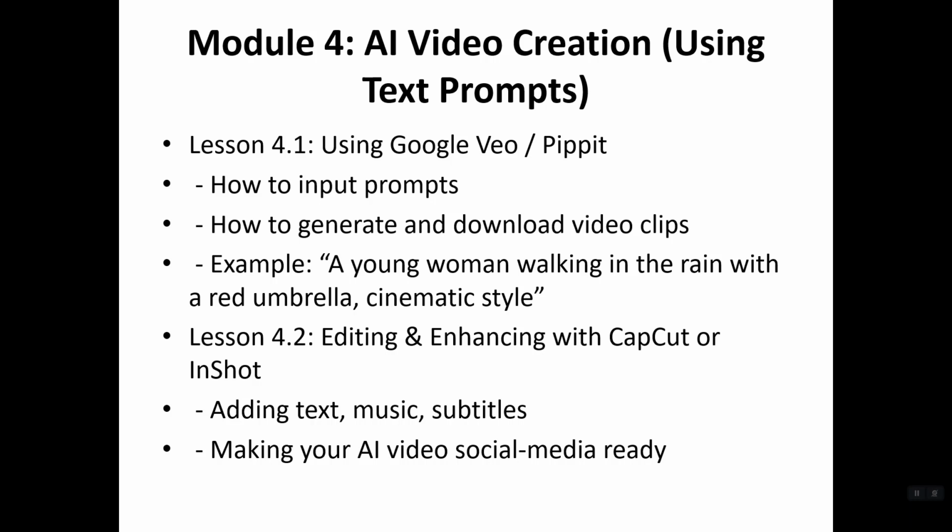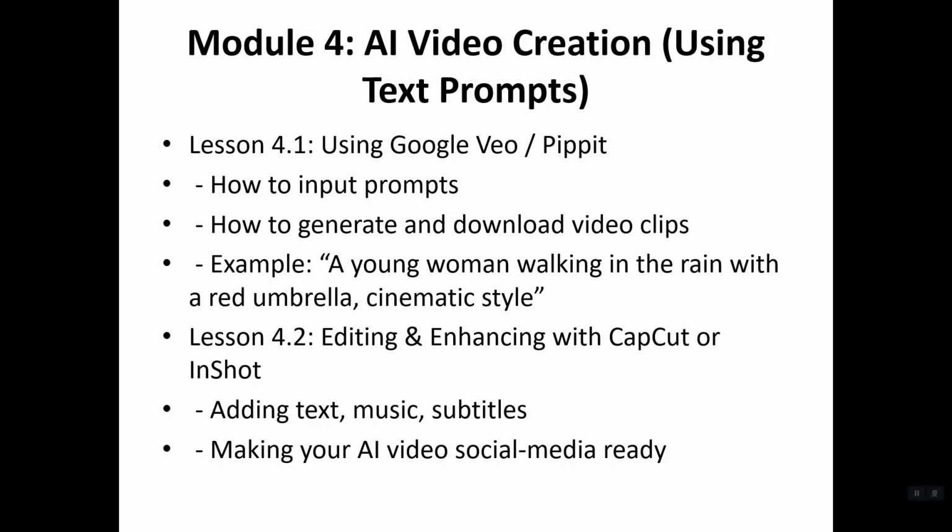AI video creation using text prompts. We are going to use Google Veo 3, we are going to use Pipit and some other tools I'm going to introduce to you. How to input prompts, how to generate and download video clips. Okay, a young woman walking in the rain with a red umbrella, we will make it cinematic style.